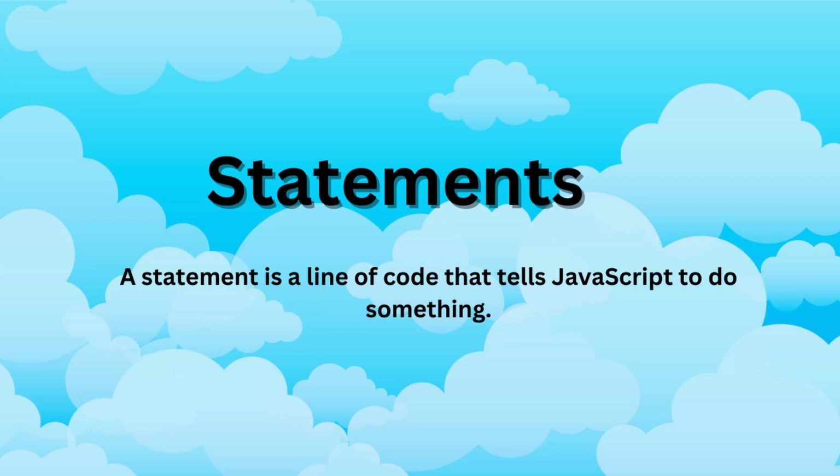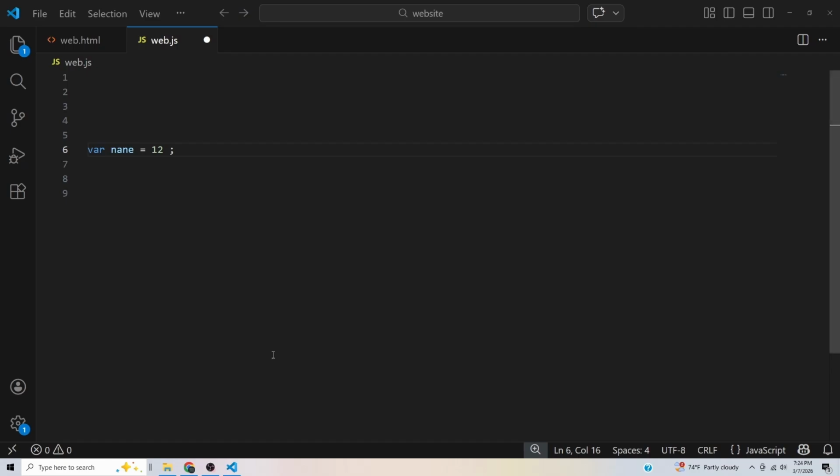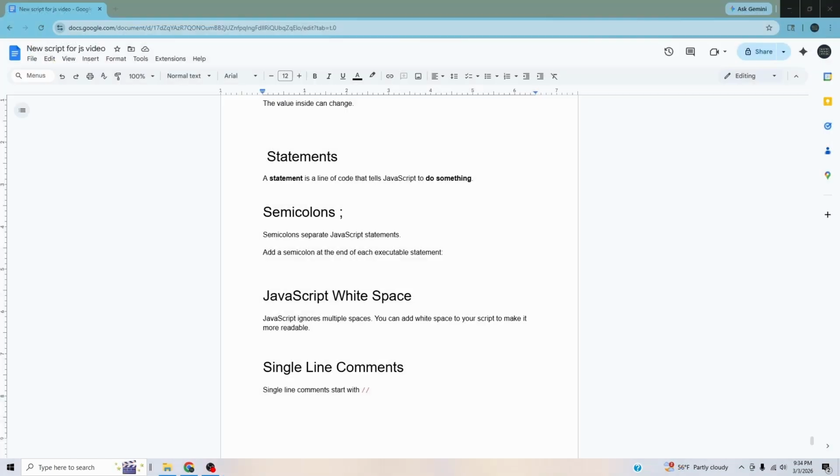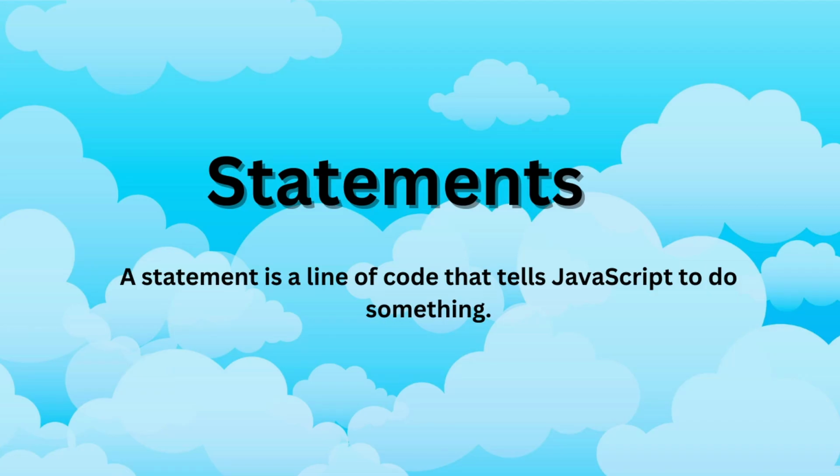Okay, so now we're going to get into the first part of JavaScript, and we're going to go over some basic terms and basic things that we need to know before we get into JavaScript. So the first thing we want to go over is statements. You're going to hear me say statements a couple of times here and there, but statements are a line of code that tells JavaScript to do anything. So what that means is just code in JavaScript that you put in there and you want it to do something.